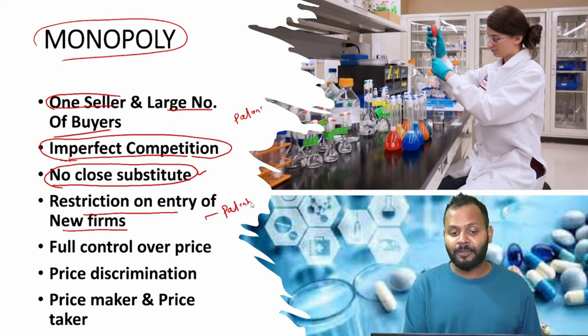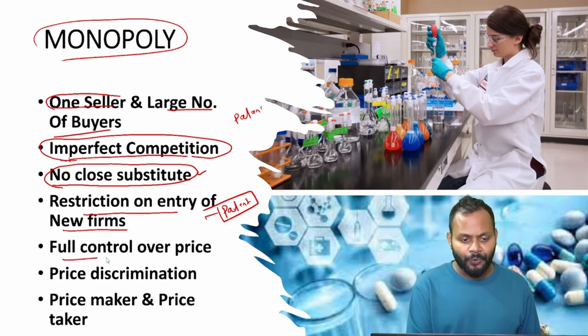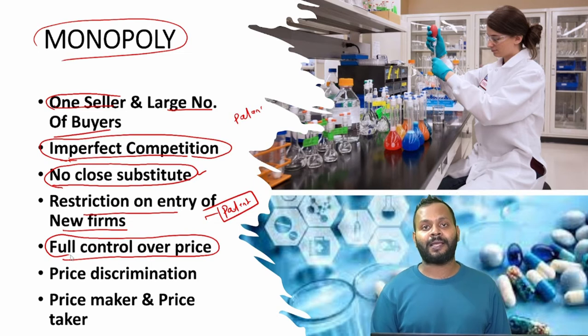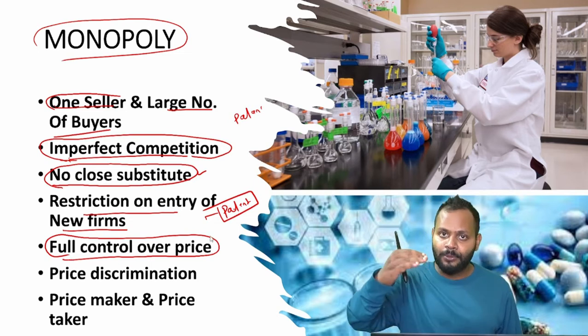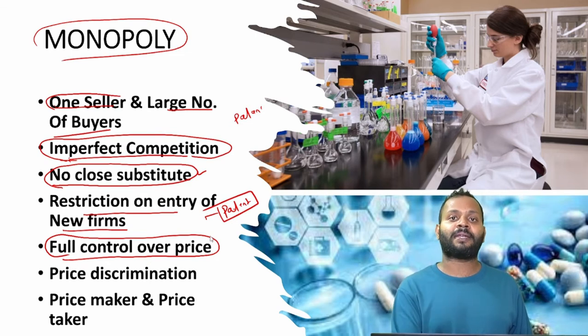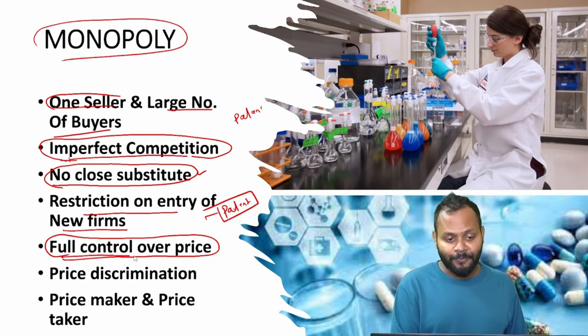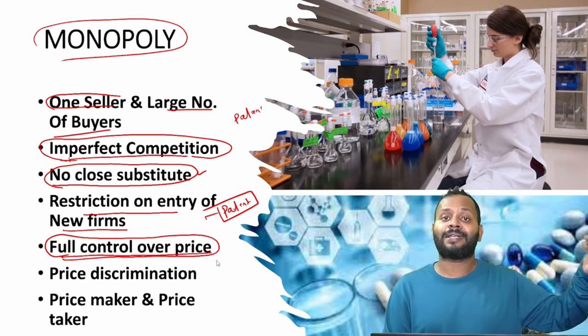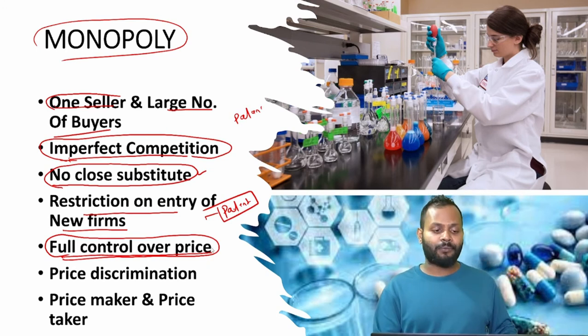When you do not have the patent, how do you get the rights to that particular product? So there is a restriction, and full control over the price, definitely. How do you say there is full control over the price? Because they can reduce the supply, they can increase the supply. They have the absolute authority and the right to manipulate the supply. So they have full control over the price. They can make the price as high as possible, they can make it as low as possible. They can do anything they want.